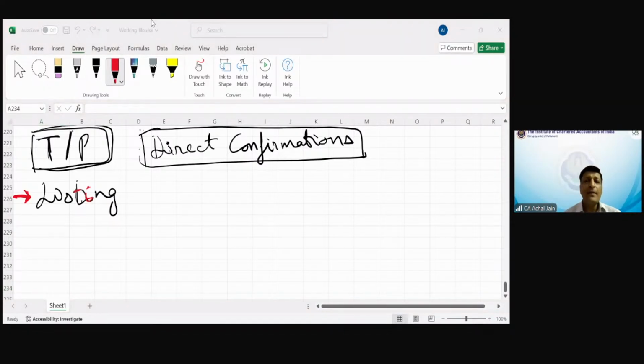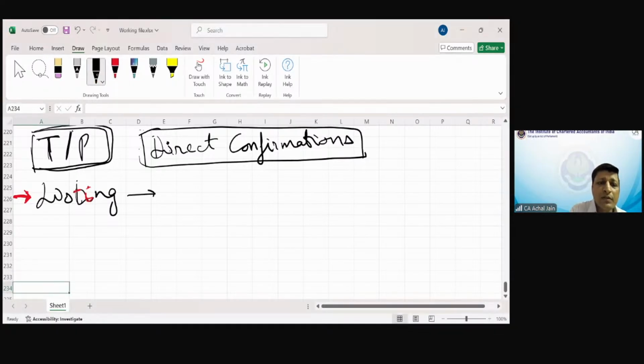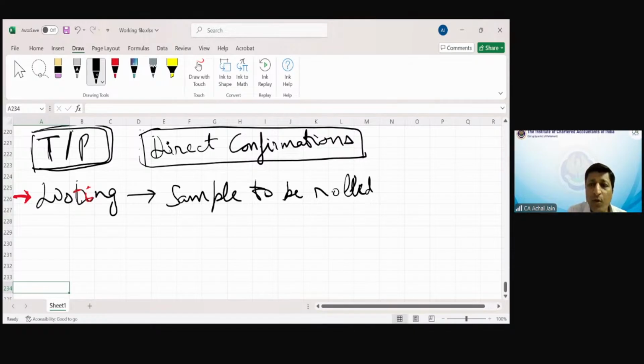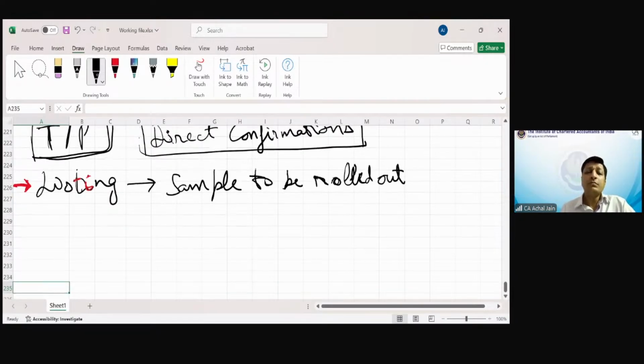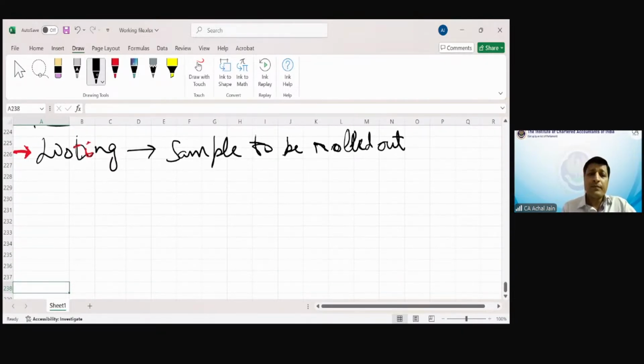You will select the sample. So the second step will be what? Sample to be rolled out. Here again, you will not roll out for each and every credit. Not possible, practically. So you'll roll out on a sample basis. And for rolling out, again, same methodology.